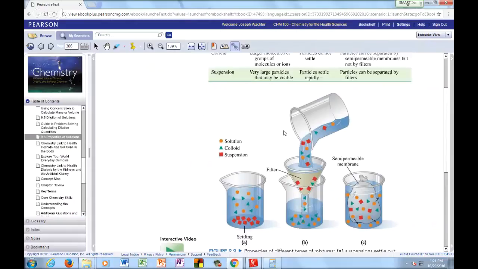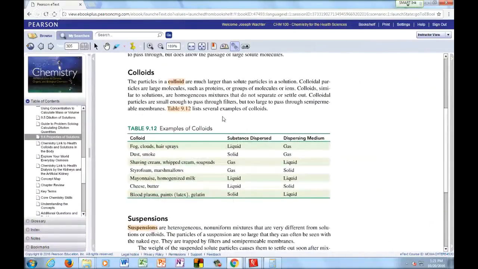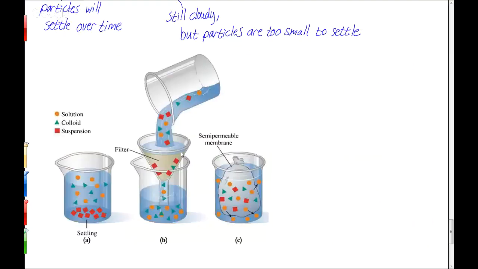Oh, here, I saw this too. The book has some examples of these different ones. Types of colloids: hairsprays, clouds, fog is a colloid. The solid and the liquid part, paints, gelatin, blood plasma, things like that. So you can take a look at that. If I were a good teacher, I would have prepared ahead of time, but sorry.